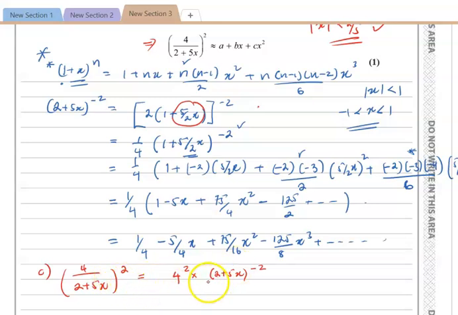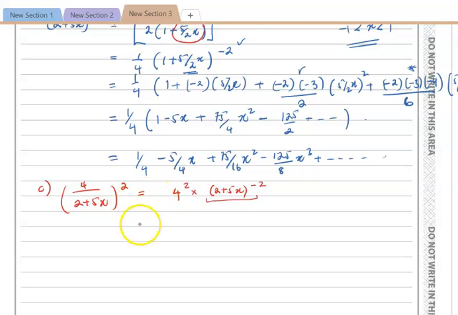So that means, this is exactly what you have just got in part B, in part A. So that means your answer to part C is going to be just 16 multiplied by your answer in part A, which is 1 over 4 minus 5 over 4x plus 75 over 16x squared minus 125 over 8x cubed.